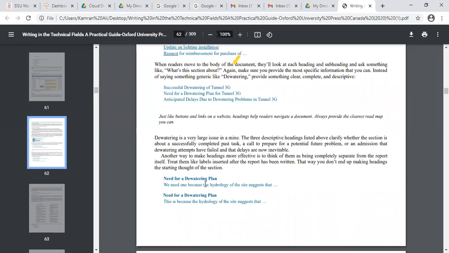Need for a dewatering plan, and then you just insert a sentence about it right below it, right? This way you can figure out what the section covers. Sometimes you have written the section, and when you are thinking of a heading, you miss out an important aspect, and that doesn't cover the whole subject. To avoid this problem, you can write a sentence summing up the section, and then you can draw a heading from that sentence, right?